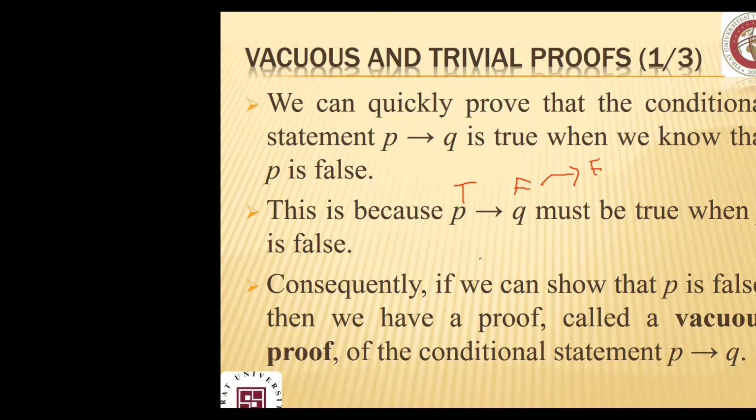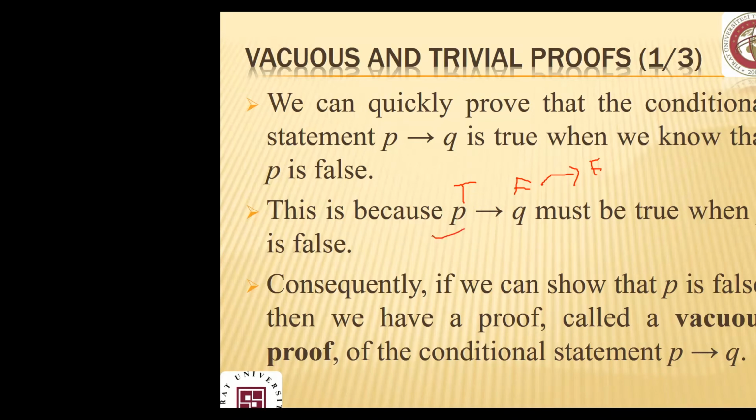Okay. Now, how about false implying false? It is true. How about the rest of them? True implying true is true, okay? And how about false implying true? It is also true. So if P is false, false implying false is true, true implying true is true, but false implying true is also true. Well, now think about it. False implying true is true, false implying false is true.